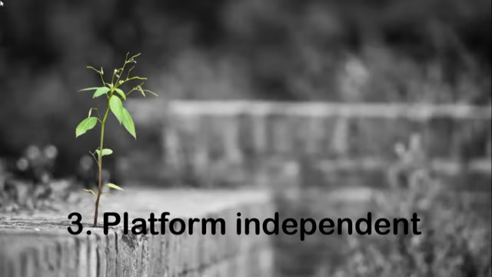Then platform independent. A platform is a hardware or software environment in which a program runs. There are two types of platform, software based and hardware based. Java provides a software based platform. The Java platform differs from most other platforms in the sense that it is a software-based platform that runs on top of other hardware-based platforms. It has two components, runtime environment and API. API means application programming interface.